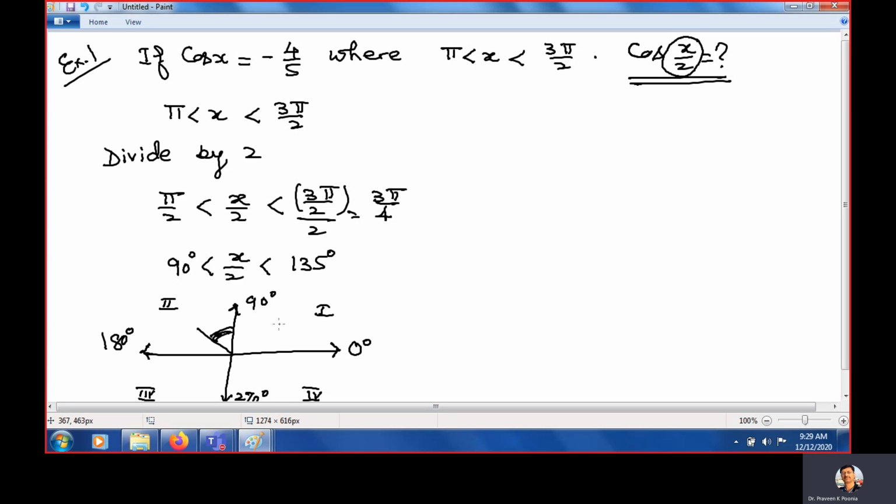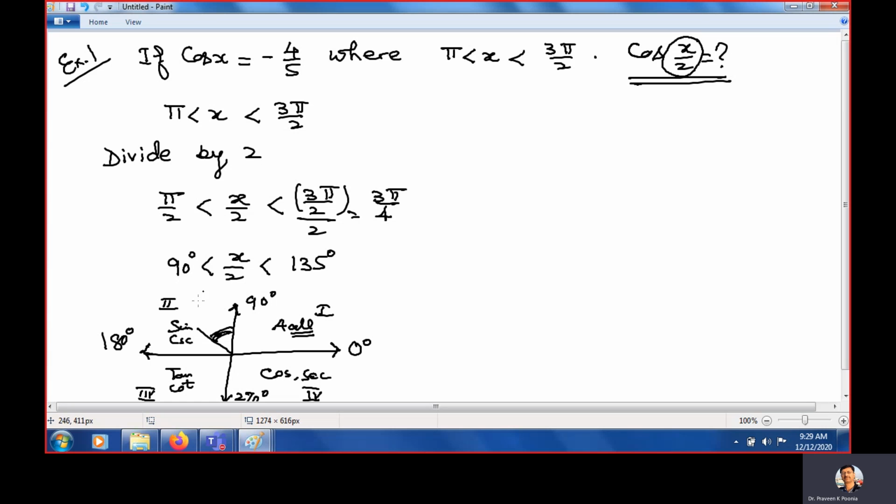If you remember, I told you A, S, T, C. A means all angles are positive. S means only sine and cosec. T means tan and cot. C means cos and sec.